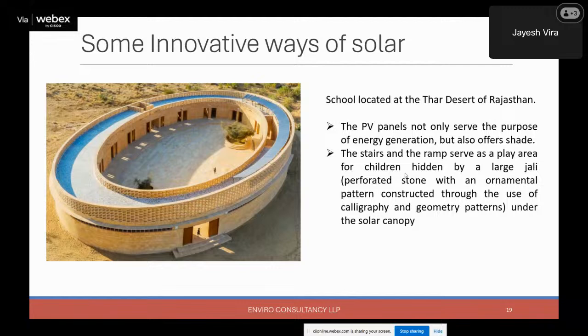and the design is done in such a way that these panels are creating shade for the area below, which is a ramp, where children often play. And even at the surroundings, you can see there is a jali designed with many geometrical patterns. So with respect to learning and playing, solar energy is also generated.